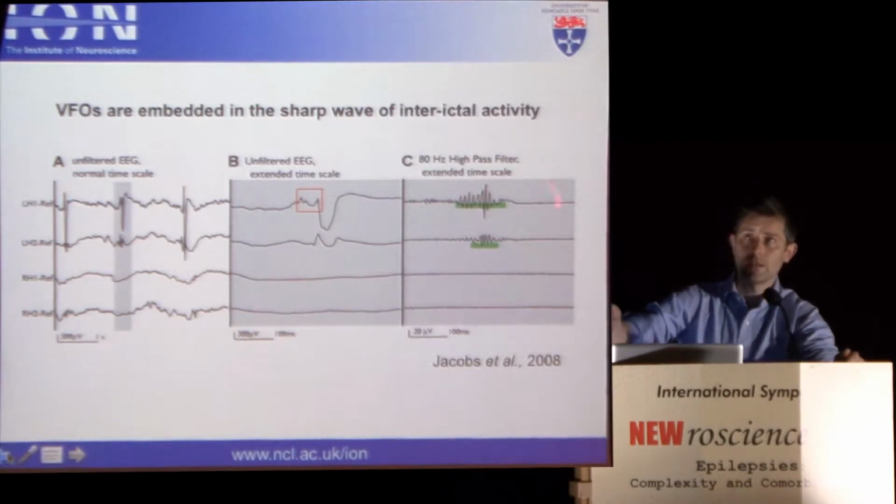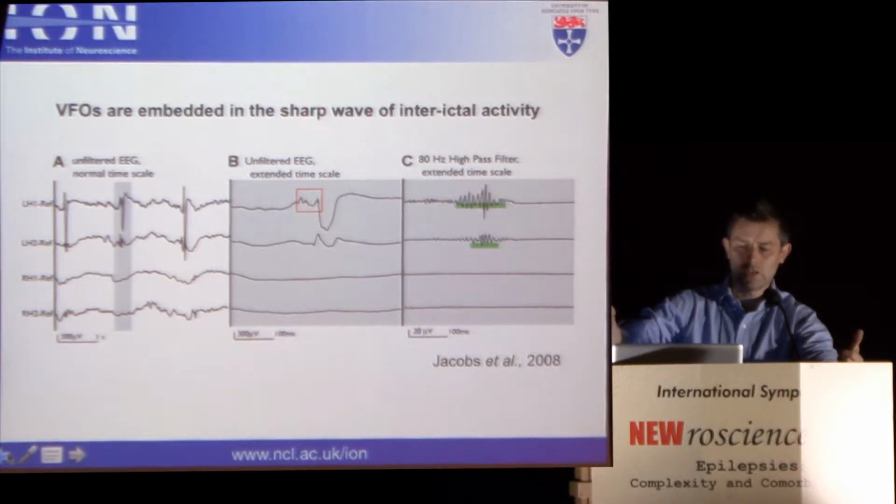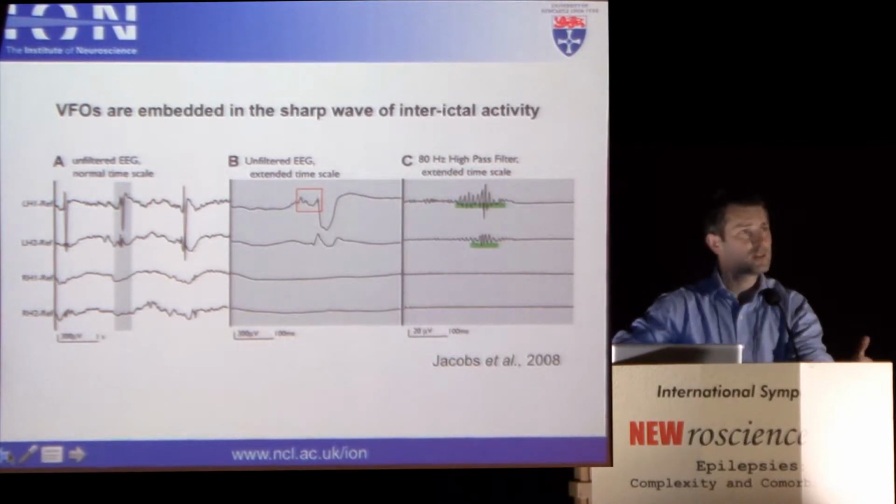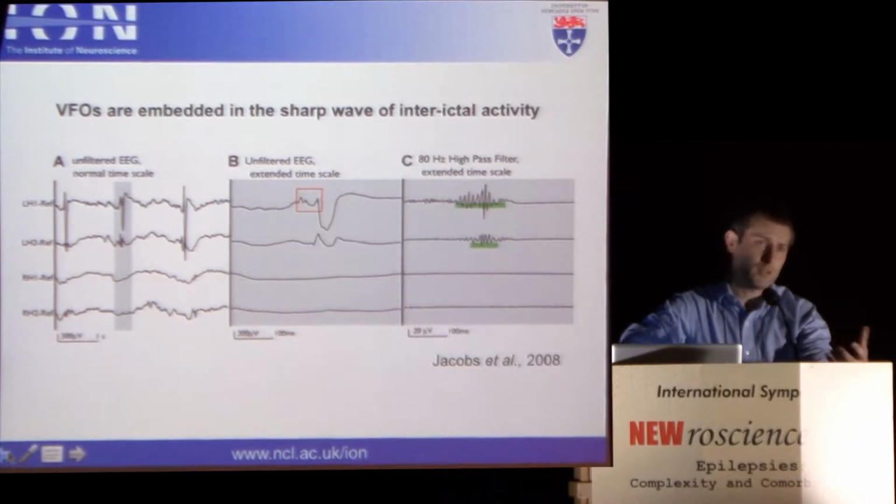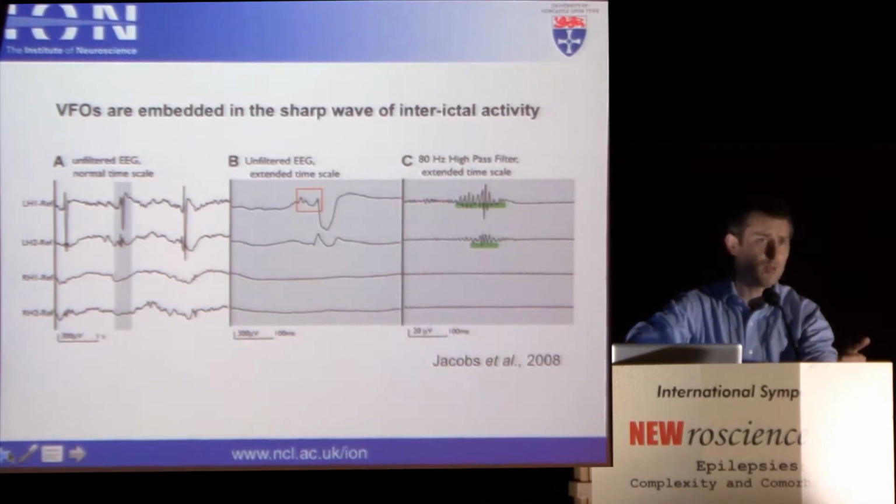So what we see here is just an example to demonstrate that these high frequency oscillations or very fast oscillations are embedded within this interictal activity. So here's the raw unfiltered EEG, and you can then apply various types of band filters to pull out this activity. And this activity exists between 80 and 500 hertz and is sometimes split into two distinct groups, which are ripples, that is activity between 80 and 200 hertz, and then fast ripples, and that's activity between 200 and 500 hertz.